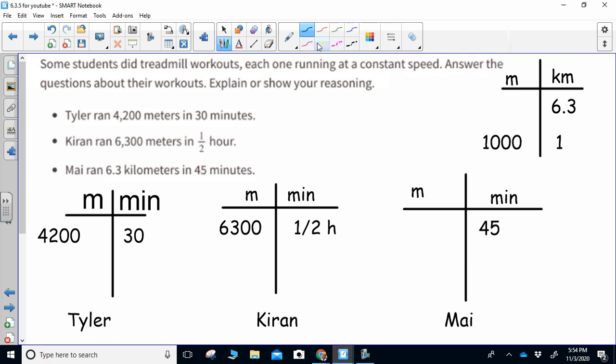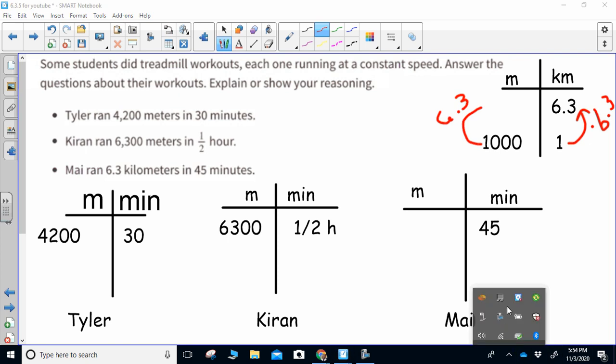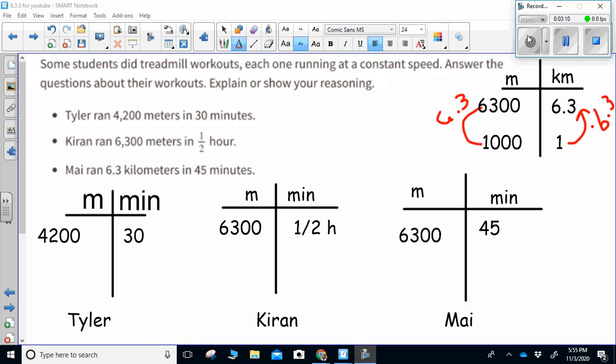So I'm going to look right here and I'm going to say, what do I need to do to 1 to make it be 6 3/10? Well, I need to multiply by 6 3/10. So I'm going to multiply by 6.3. And if I multiply that side by 6.3, I need to multiply this side by 6.3. So pause the video and fill in what the number would be. Okay, so I multiply by 6 3/10, and I get 6,300.